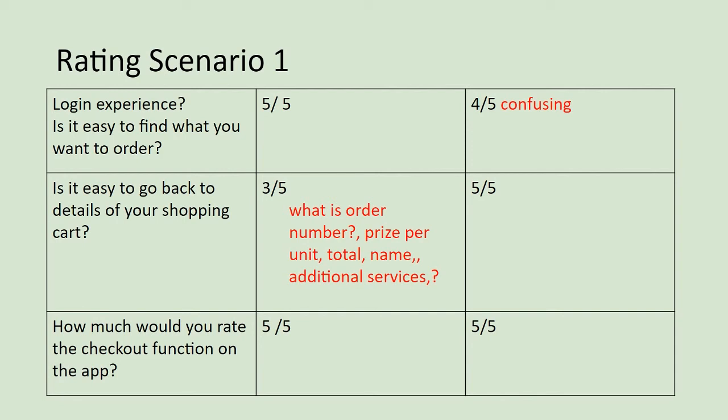In contrast to this, the second participant rated it 4 out of 5 only, and she said it's confusing. She doesn't know what is what. Where's the Heineken? Where's the anchors? Where's the bottle?